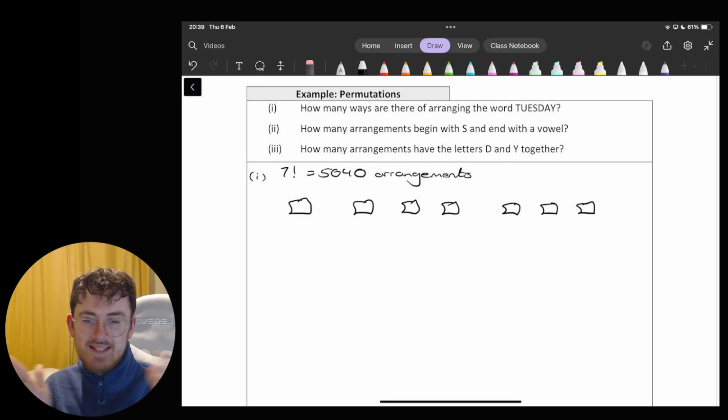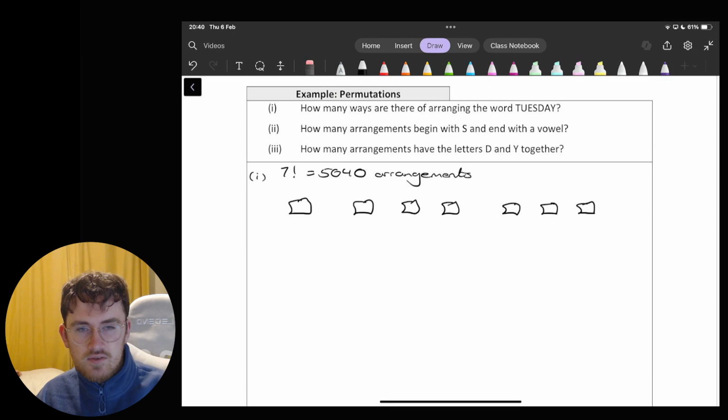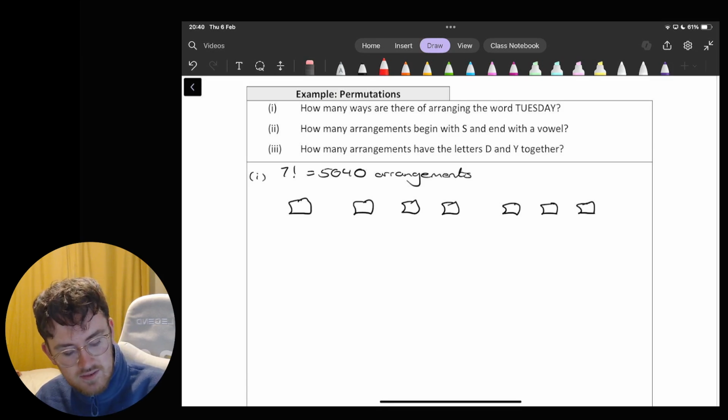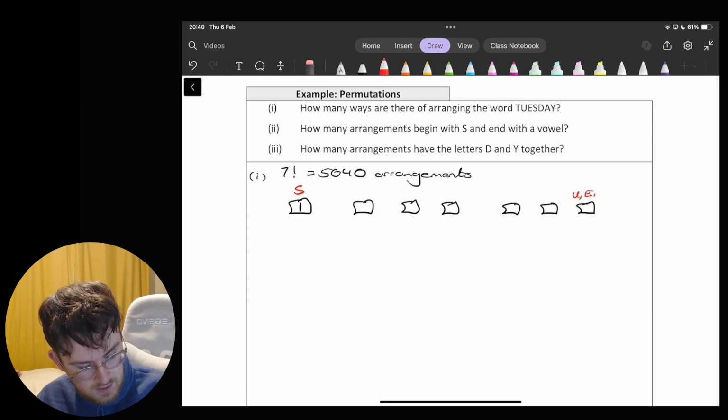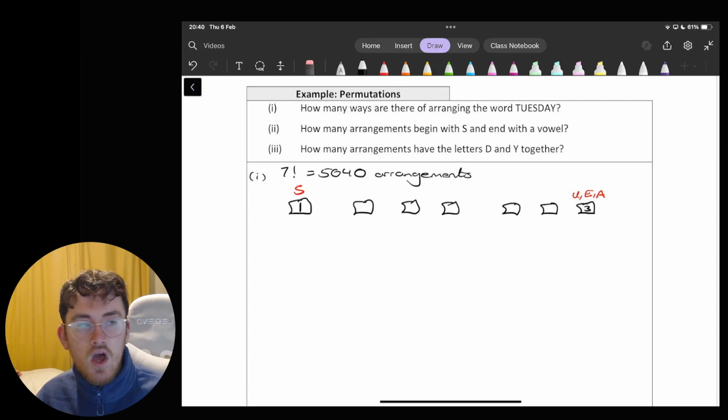So I'm basically saying there are 7 places, positions I suppose is the best word, in this arrangement, accounting for the 7 letters. We've been told we have to start with S, which means there is only one option for this first box. We are then allowed to finish with a vowel, so that could be U, E, or A. So there's 3 options for that last box. We bear in mind, though, that we will only use 1 in the first box and 1 in the last box. Even though there are 3 options, only one of them is ever going to be used.